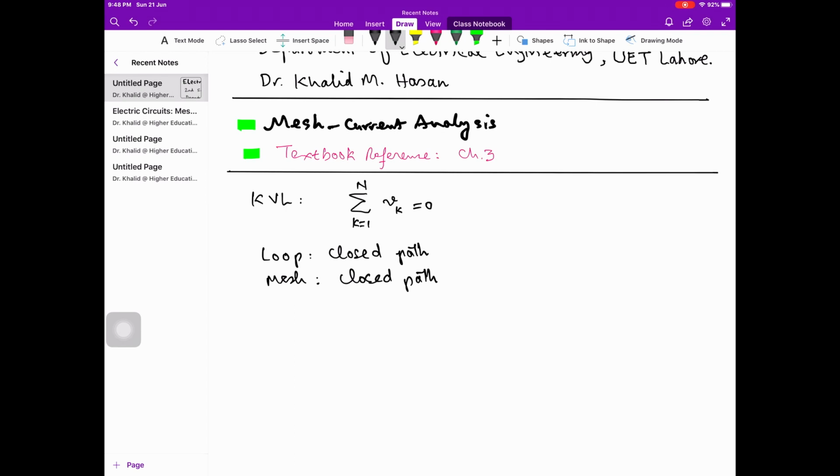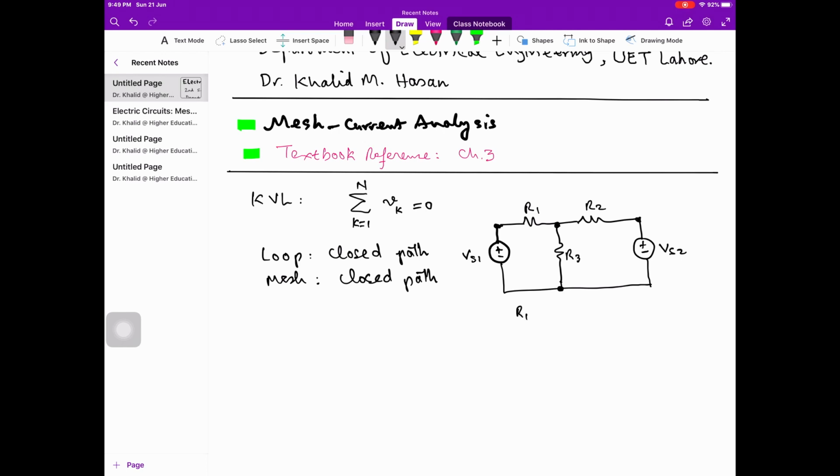To explain it, I will present a circuit here. This is a simple circuit so that you can understand things quickly. In the following discussion, I will show you more circuits. So we have a node here, a node here, a node here, and a node here. Let us call this voltage source 1, this voltage source 2, and this resistance is R1, this resistance R2, and this resistance R3.